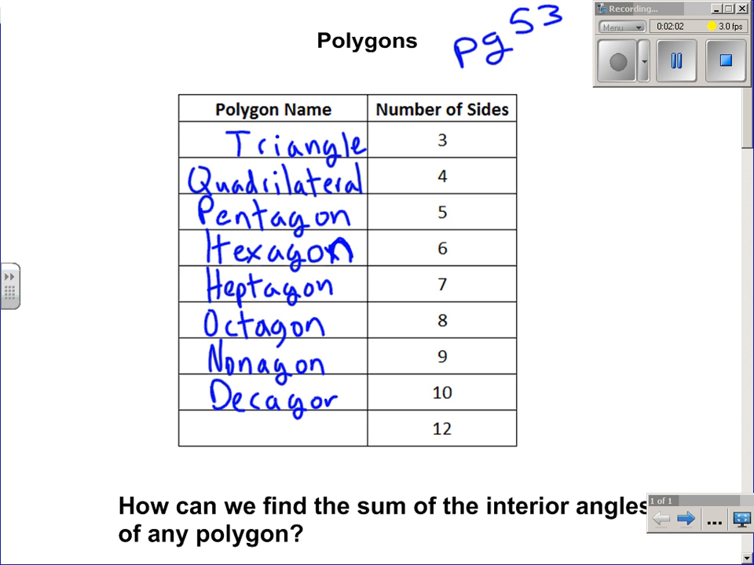12 is just like decagon, but you add the word do before it. So do, decagon. The decagon is like the 10, and the do is like we added on 2. So 2 plus 10, 12. All right, now moving on.